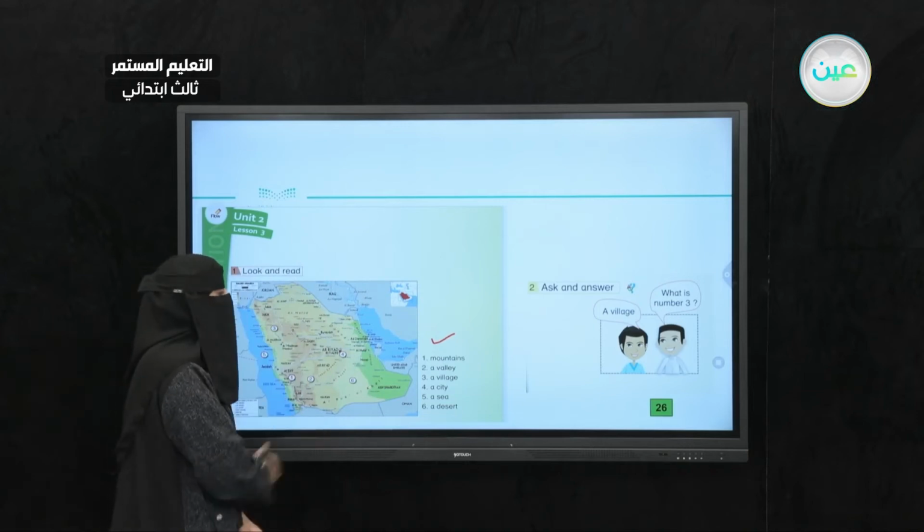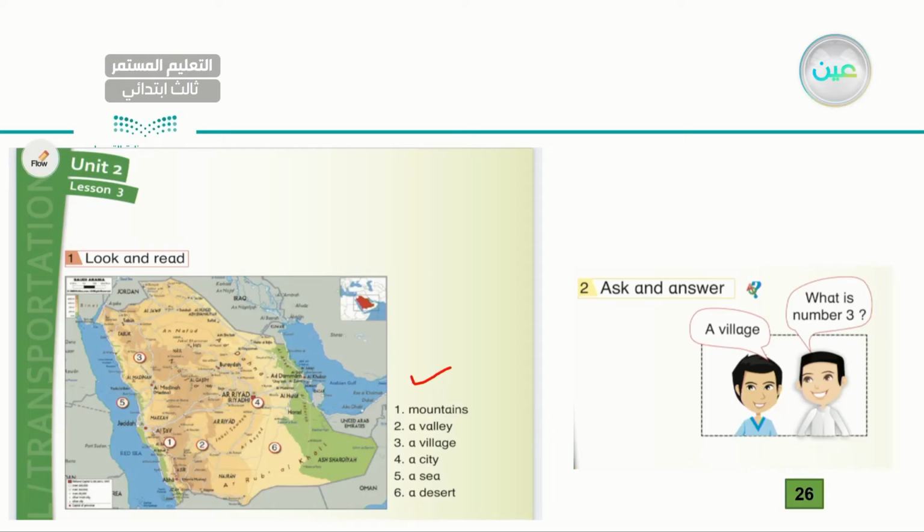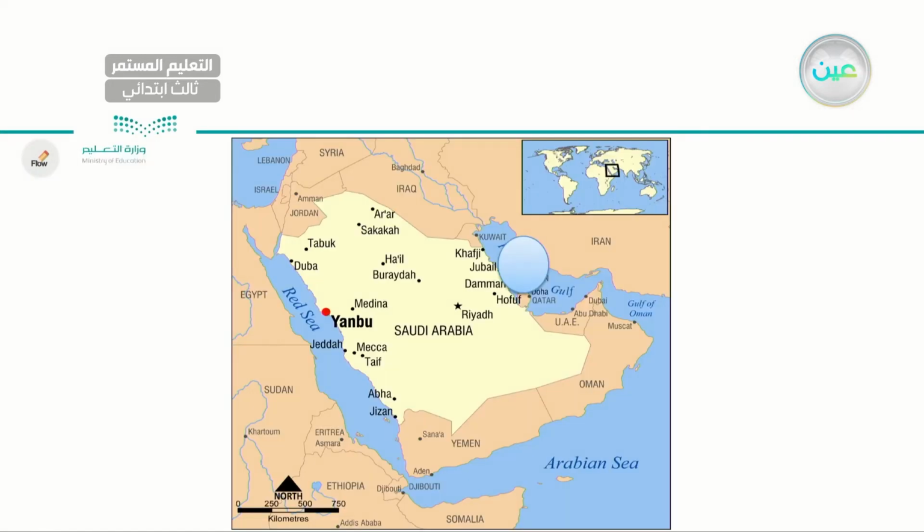So let me read for the last time. Number 1, I have mountains. Number 2, a valley. Number 3, a village. Number 4, a city. Number 5, a sea. Number 6, a desert. Very good, my dear student.